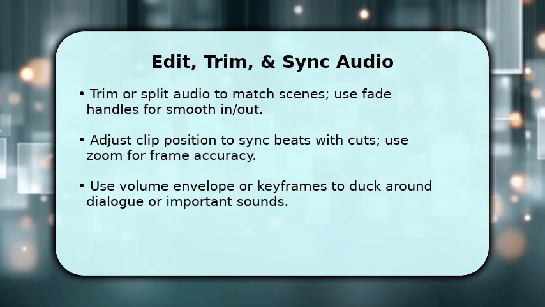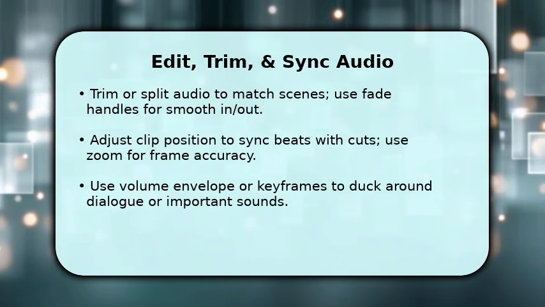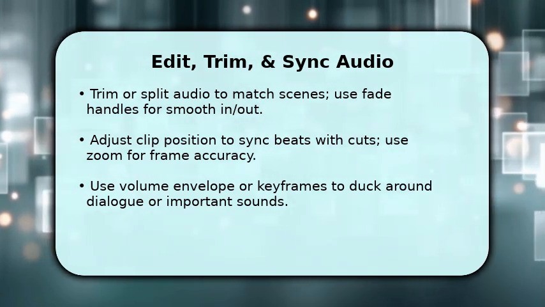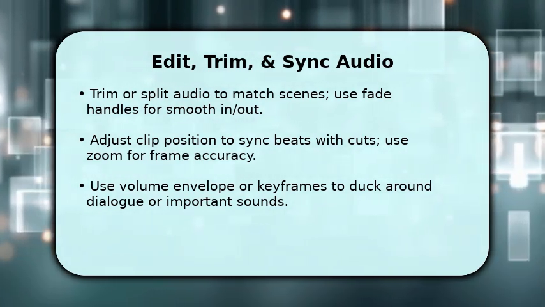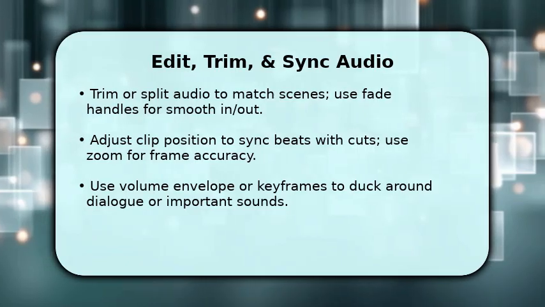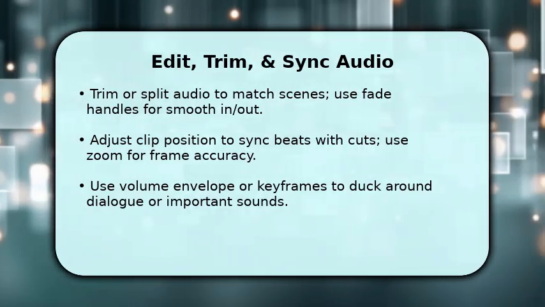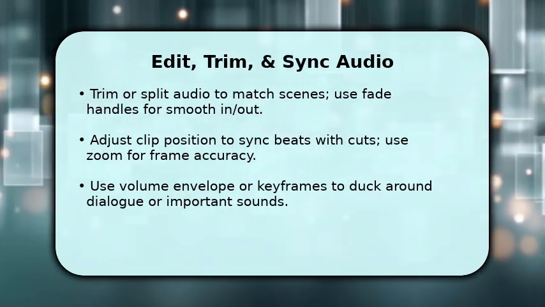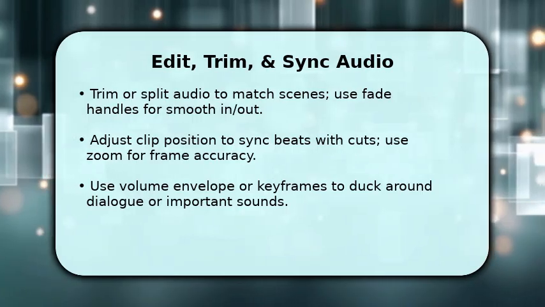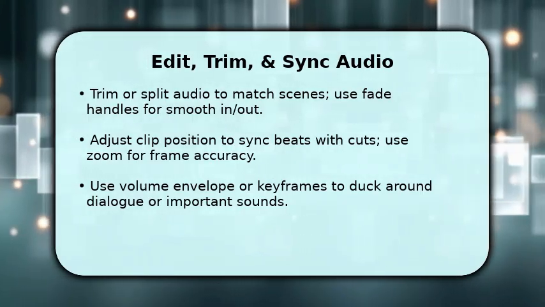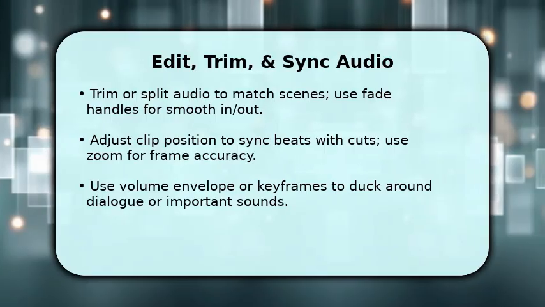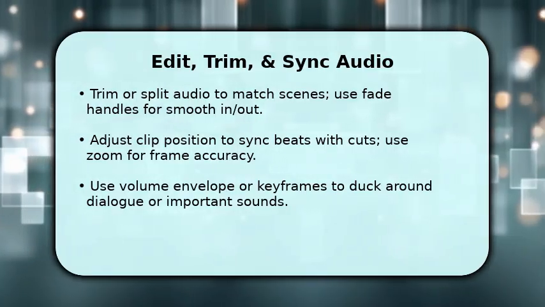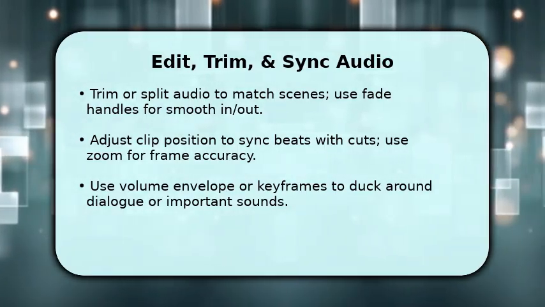Now focus on shaping the music so it serves the story. Trim and split the audio to fit each scene, and add fades at start and end to avoid pops. This makes transitions feel professional. Once trimmed, nudge clips to sync beats with visual cuts. Zoom the timeline for frame-level precision. If you have dialogue, create volume keyframes or use the ducking tool so music backs off when speech occurs. This preserves clarity without removing energy.